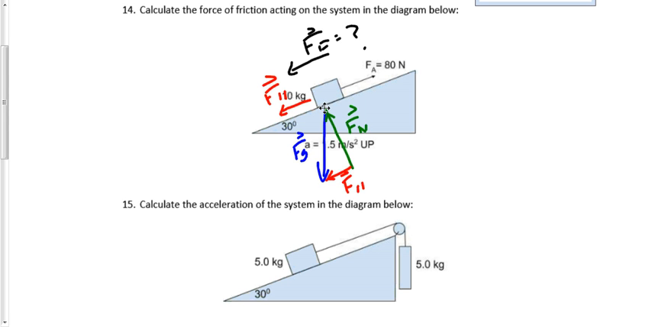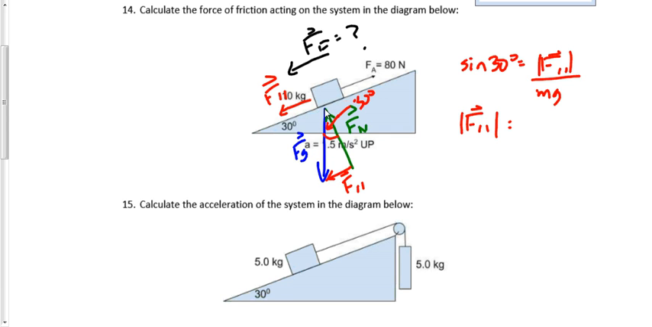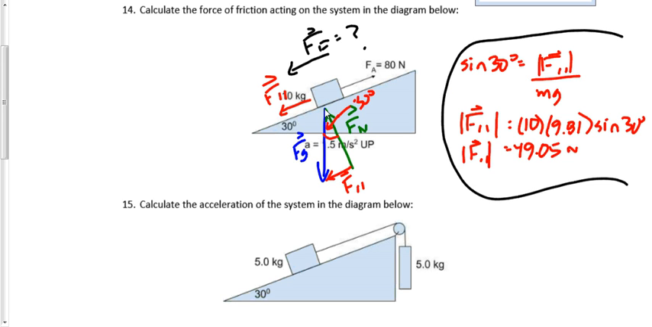Let's find the value of F parallel. This is 30 degrees. Let's say sine 30 degrees is equal to opposite, which is F parallel, over the hypotenuse, which is m times g. For the first time today, m is 10 kilograms times 9.81 times sine 30 degrees. That works out to be a value of F parallel of 49.05. Let's use the unrounded number there, 49.05, because it's not a final answer, right? Let's label that over here.